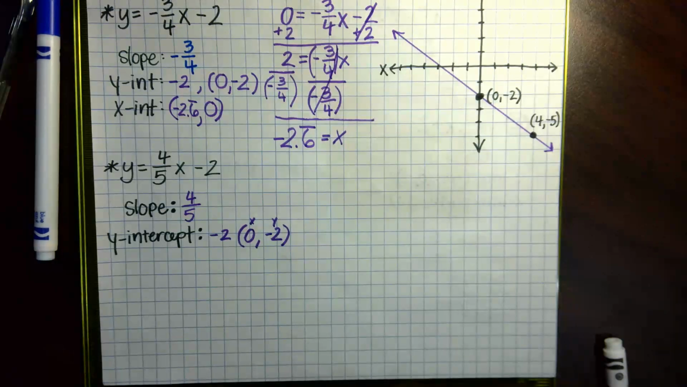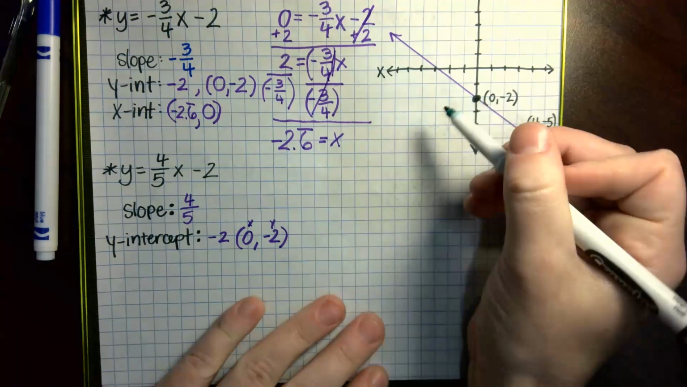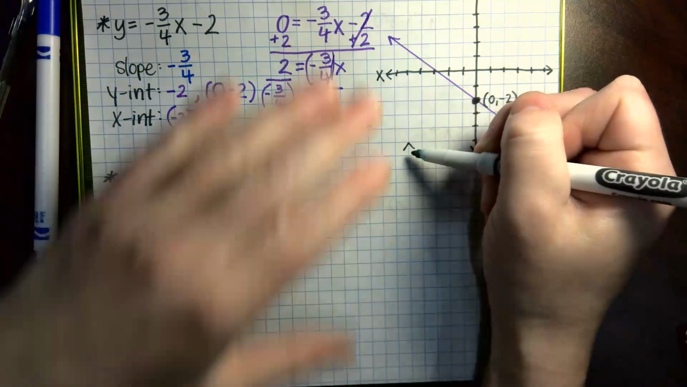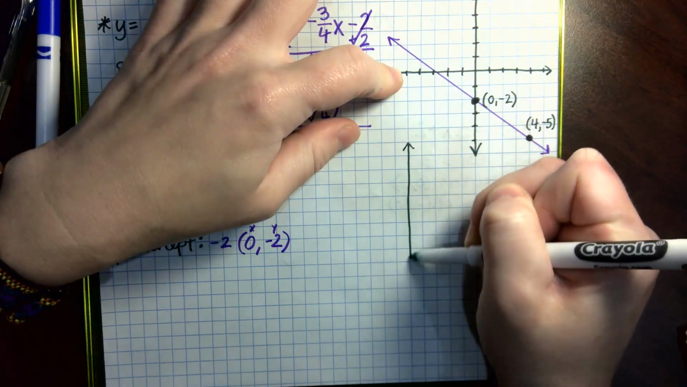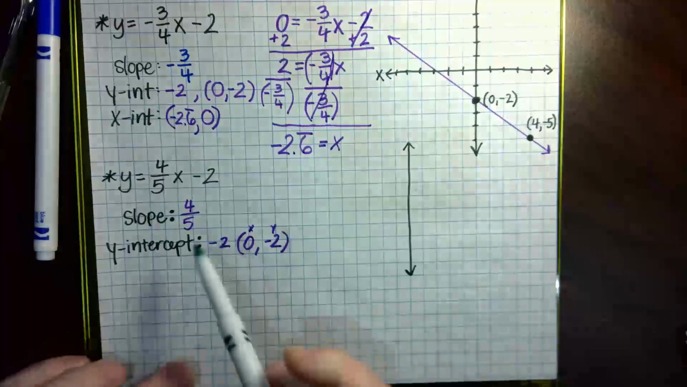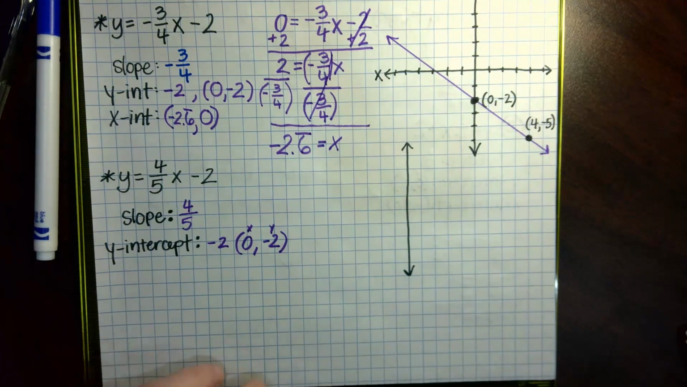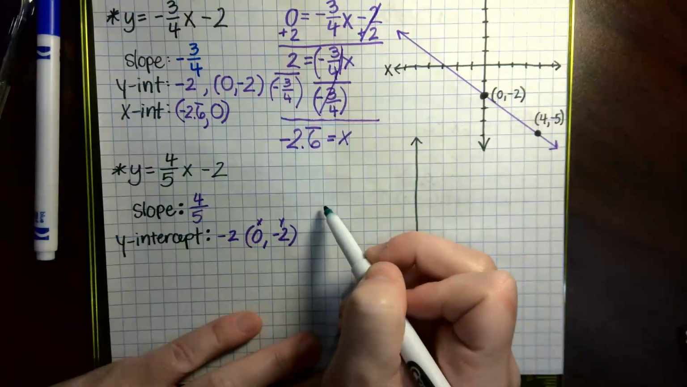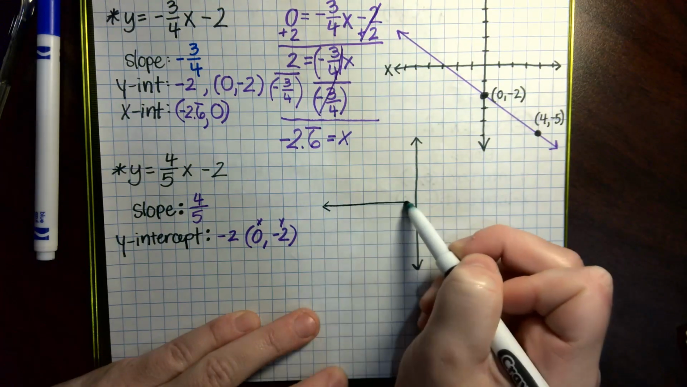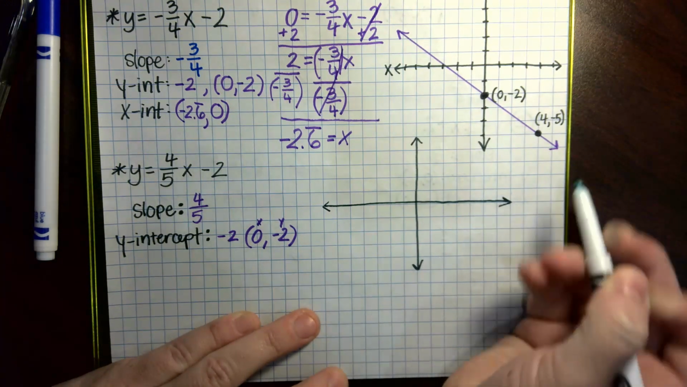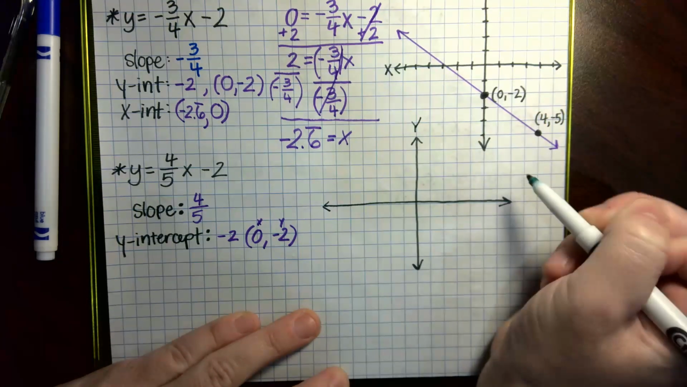Okay, we've done no math so far. Let's do a graph. We haven't had to make any points. We can just look at the y-intercept and the slope and come up with a line. So we're going to draw a little graph here, label our axes.